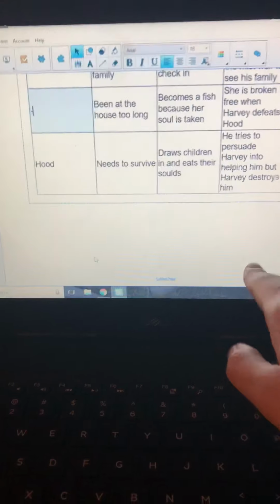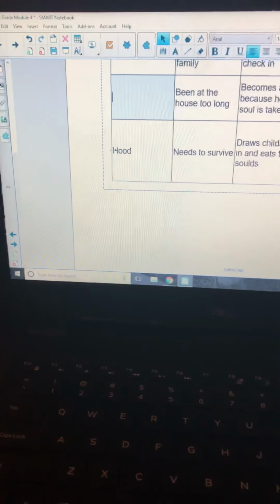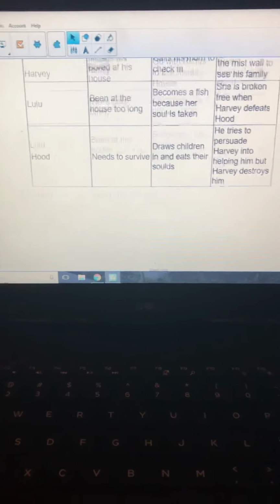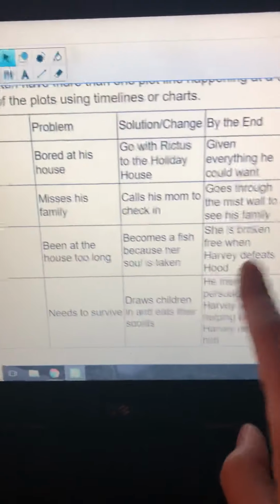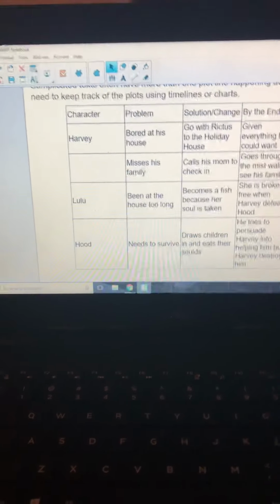You're going to leave that one blank unless you've read the entire book, but we will go back and fill this in. So what I've done is I'm using Thief of Always, but you're obviously going to use your book club book.